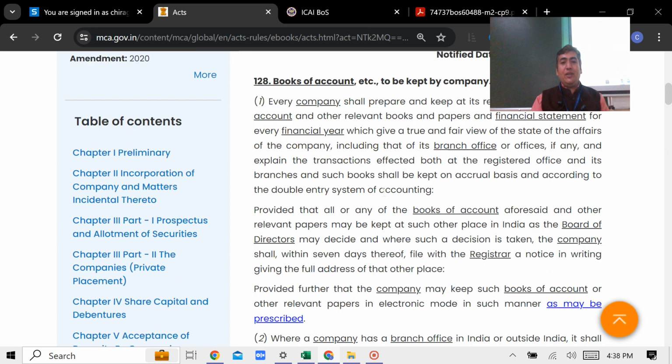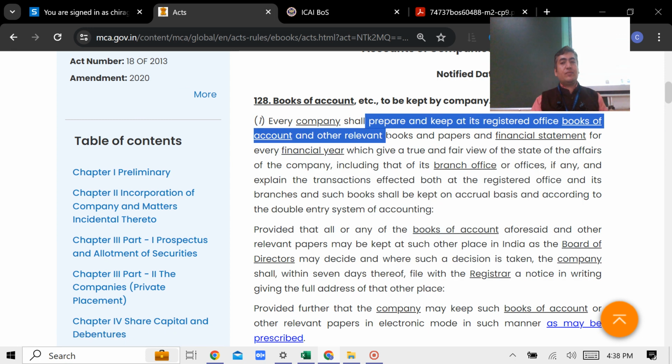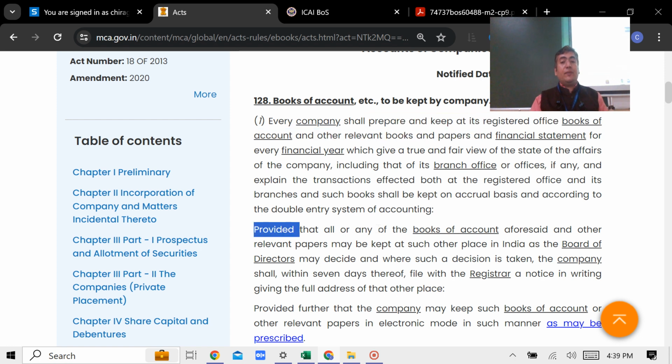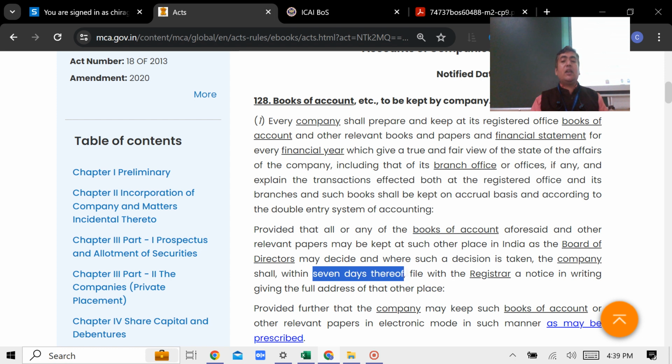All right, Richa. Now here you see, it is written in the subsection 1 only. Prepare and keep at the registered office all the books of account and the other relevant papers for the financial year. All right. Now further it says, provided, this is the proviso, if company wants, it may keep such books of accounts at other place in India, provided they have to pass board resolution, and within 7 days of the passing it, you have to intimate to ROC in writing. That's all. So in fact, we have a separate form for that. You have to just file that form and intimate to ROC.